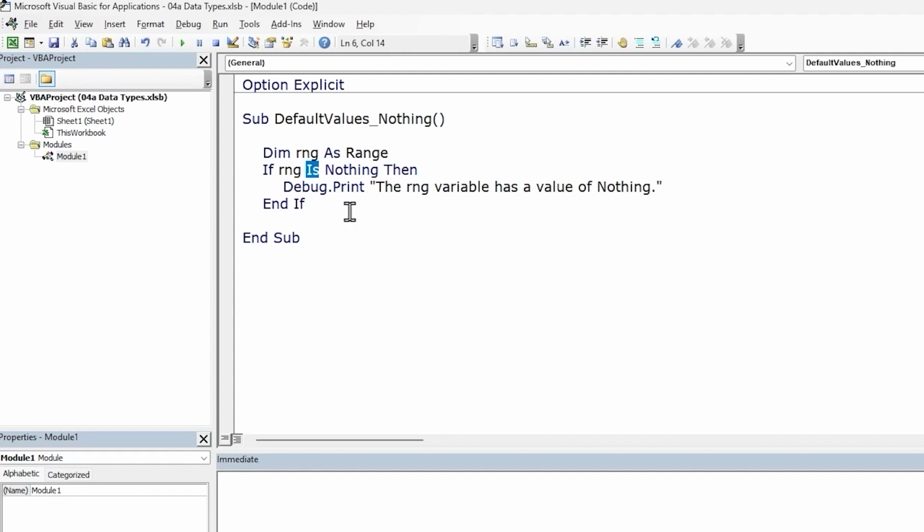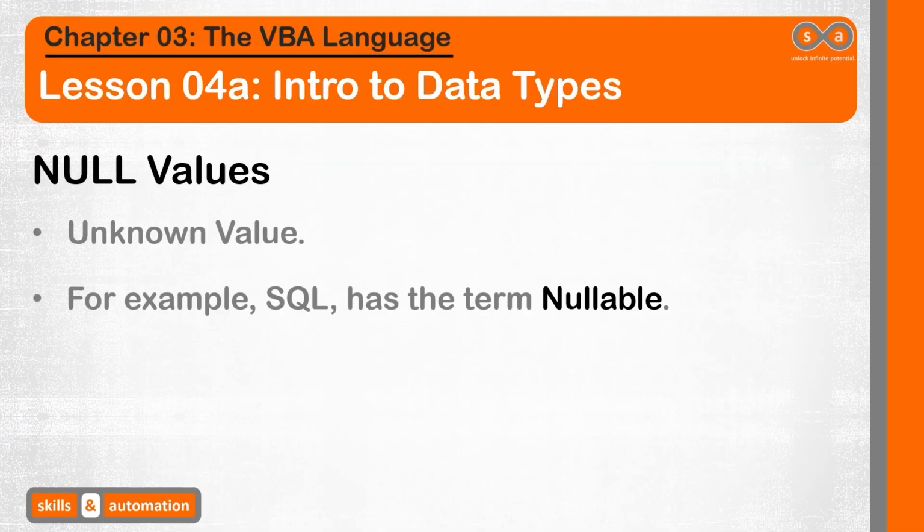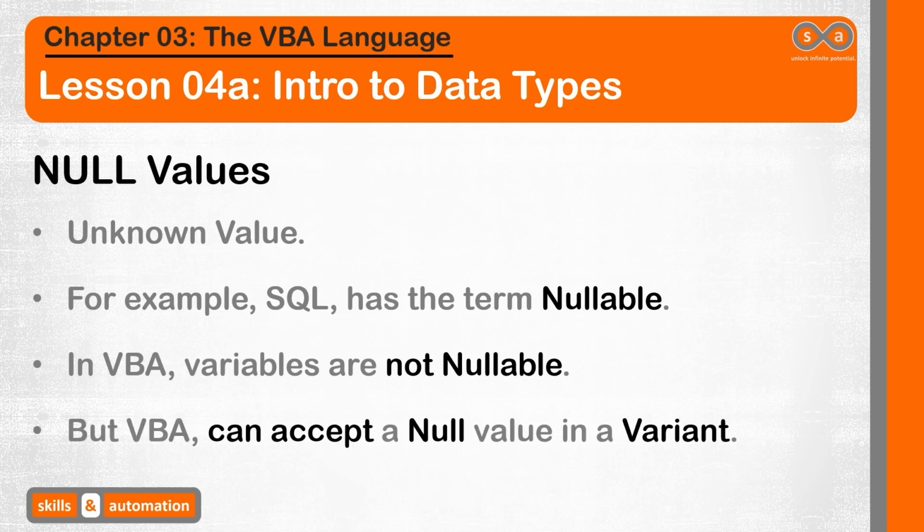Let's move on to a slightly different topic, which is the value null. Null is used when a variable contains an unknown value. In other languages such as SQL, we have the term nullable. So if an SQL column is set to nullable with a default, the field within that column can have some value, a default value, or a null value. This is not the case in VBA. In VBA, the default value of variables of each type is clearly defined, as we have already seen. But VBA can accept a null value which can only be stored as a variant.